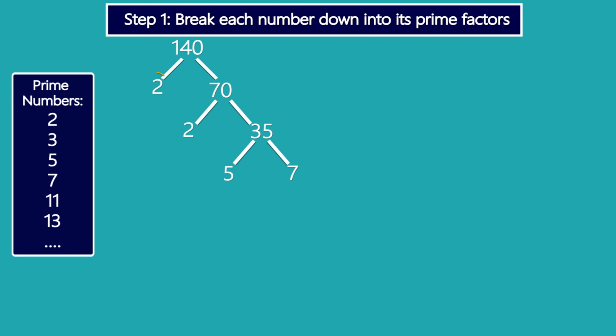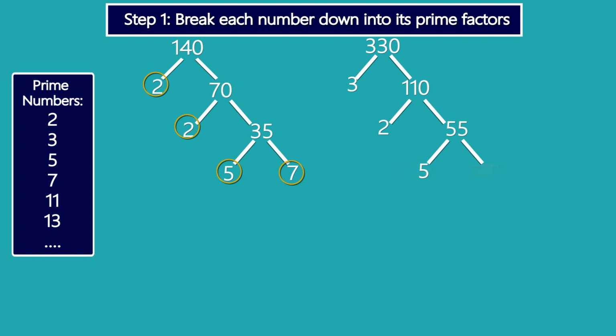I'm going to put a ring around all the ones that are prime numbers. Those are the ones at the end of each branch as well. And I'm checking that off with my list on the left-hand side. So 330, this time it makes more sense to me to split it into 3 and 110. 110, that's even, so I'm going to split that into 2 and 55, and 55 is in my 5 times table, I'm going to split that into 5 and 11.